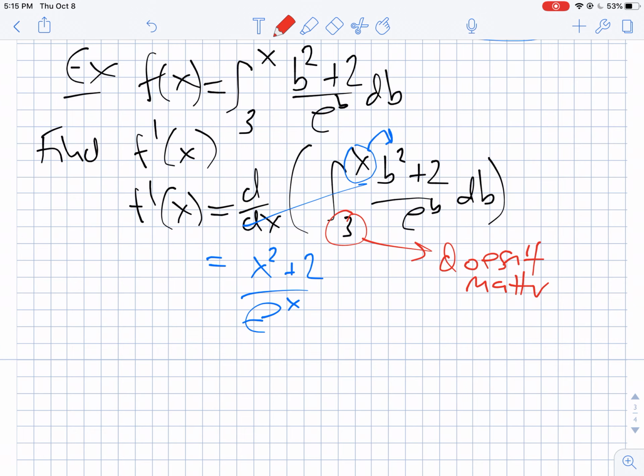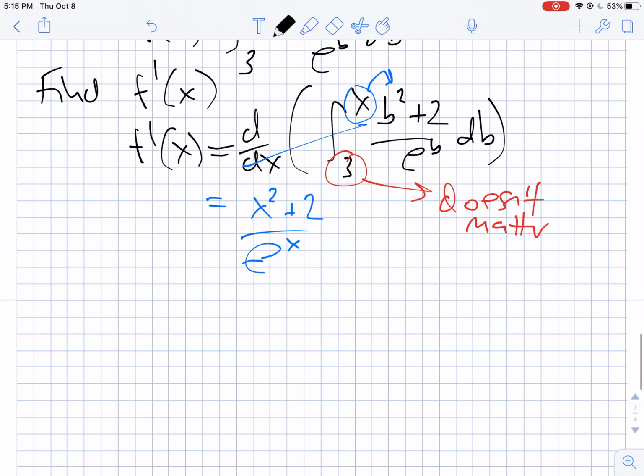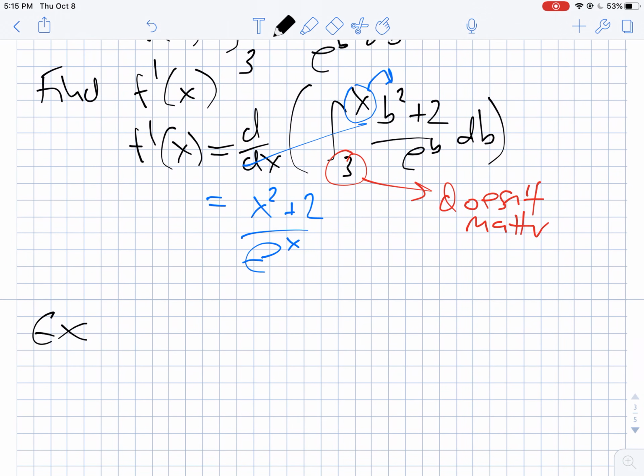Now another question you might be having is this. What if we don't just have an x in the exponent? What if we have, say, the derivative with respect to x of the integral from 1 to x cubed of cosine of t squared dt?